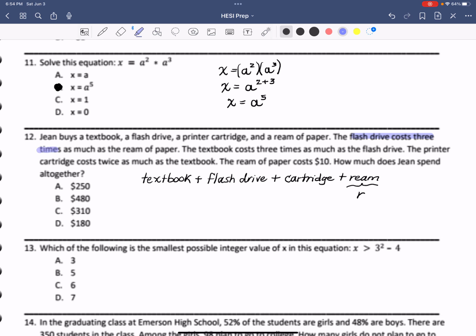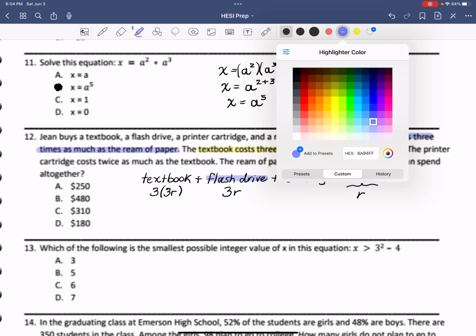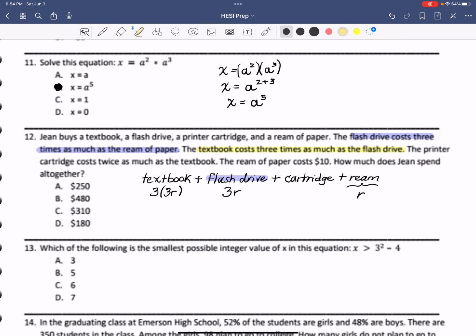Okay, so then it tells me that the flash drive costs 3 times as much as the ream of paper. So the flash drive is going to be 3 times the ream of paper. And then it says that the textbook costs 3 times as much as the flash drive. So the textbook is 3 times the flash drive. And then finally, it tells us that the cartridge costs twice as much as the textbook. So the cartridge is 2 times the textbook.